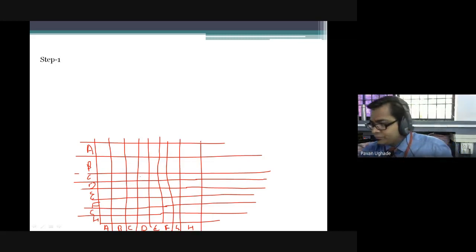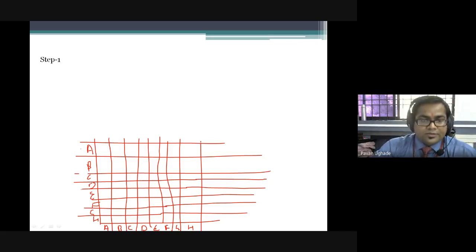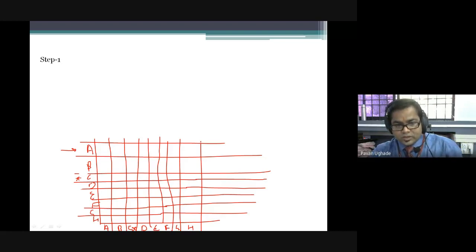Okay, please try to understand. Mark the final states. C is the final state. Here also mark the final state. A was the initial state, no need. Now, please try to understand, guys.